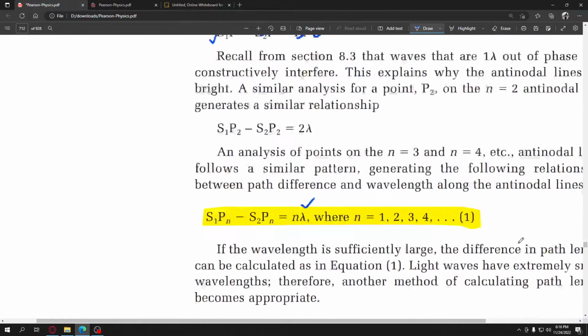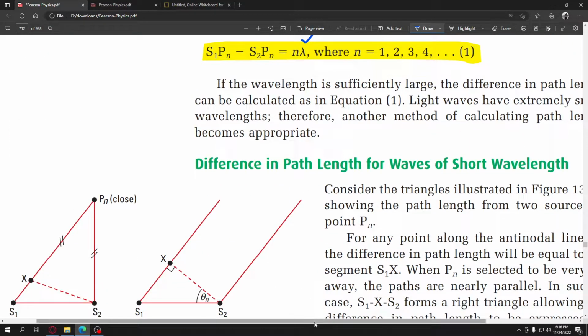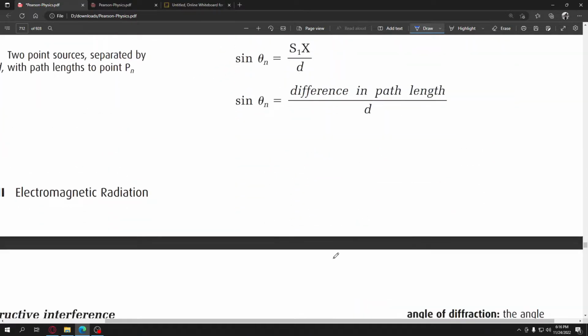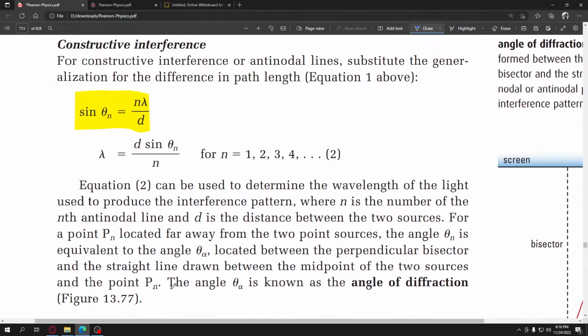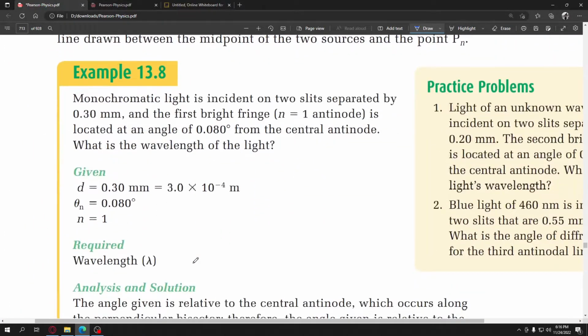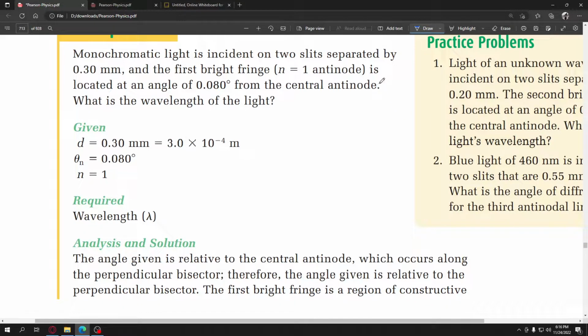So let's look at an example. Instead of looking at it this way, let me find that example for you. Here it is. Monochromatic light, monochromatic means one color, is incident on two slits separated by 0.3 millimeter, and the first bright fringe (antinode) is located at an angle of 0.080 from the central antinode. What is the wavelength of the light?